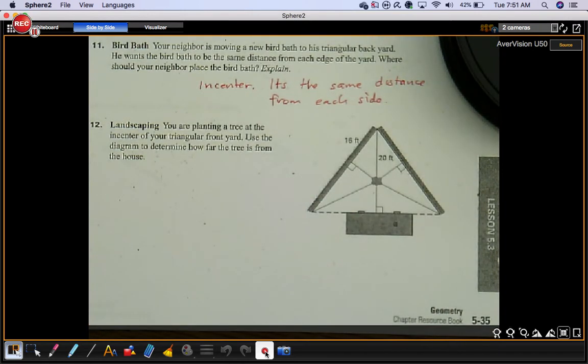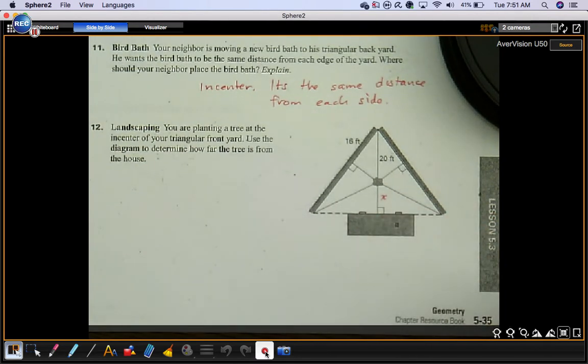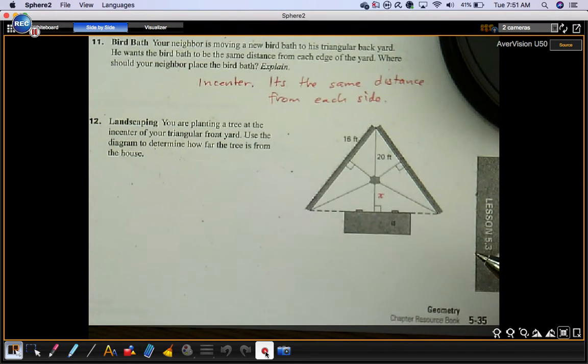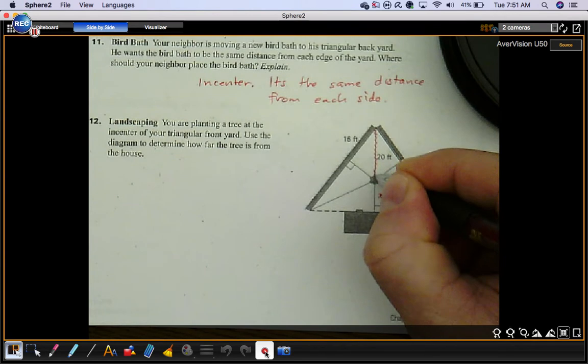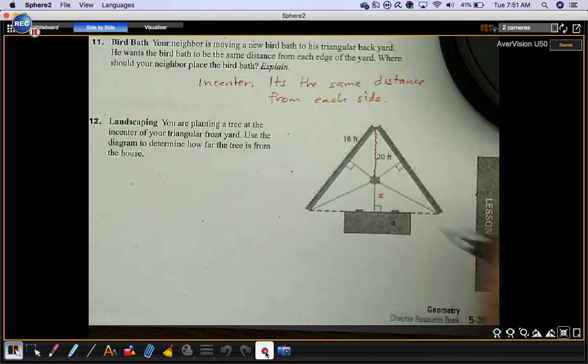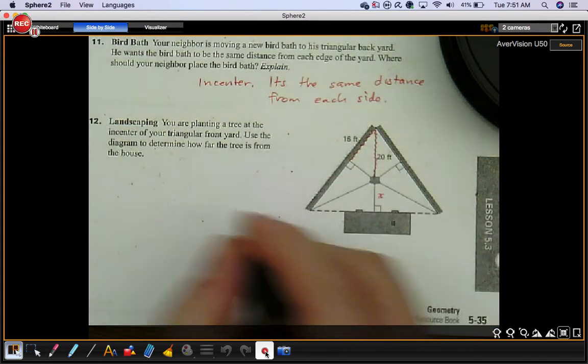Number 12, you are planting a tree at the incenter of your triangular front yard. Use the diagram to determine how far the tree is from the house. So this is the house, this is the yard, here's the tree. How far is the tree from the house? Okay, so I'm assuming this 20 is that distance. And I'm assuming that the 16 is that distance.